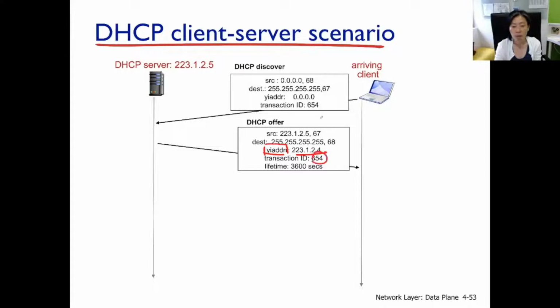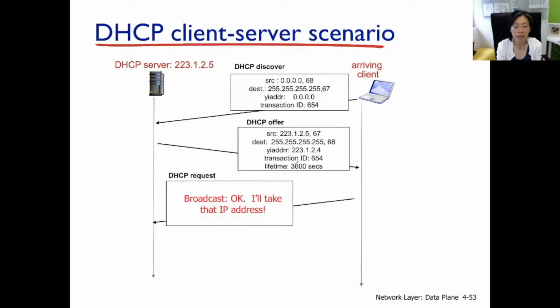Transaction ID, the same pair. Okay, so this offer is for this discover message. And you see, the server here, while offering a specific IP, is also saying, hey, client, you get to use this IP address for 3,600 seconds. Okay, so it's the duration of the lease.